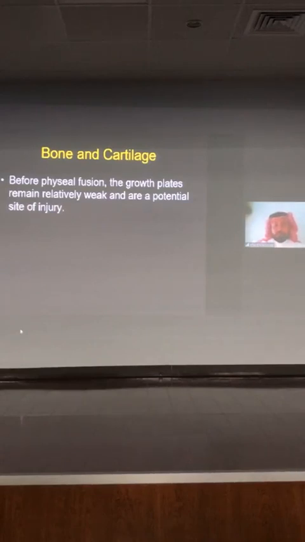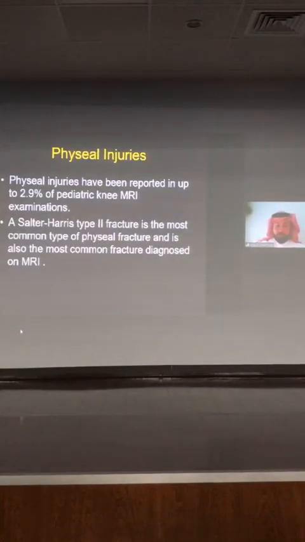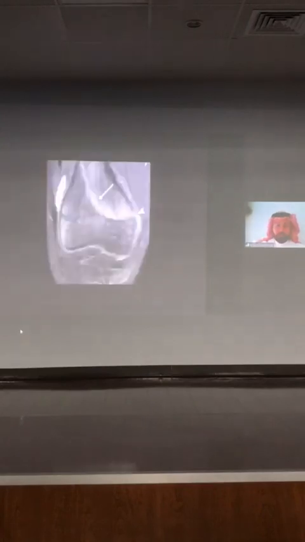So before the physeal fusion, the growth plates are a weak area and potential site of injury, and they're very important to look at. And the most common type of injury in those physeal plates is the Salter-Harris type 2, and is the most common fracture diagnosed on MRI. So Salter-Harris type 2 is the most common, as we see in this case over here. So this is the growth plate over here, and then we see this high signal in the growth plate that goes superiorly consistent with this Salter-Harris type 2.